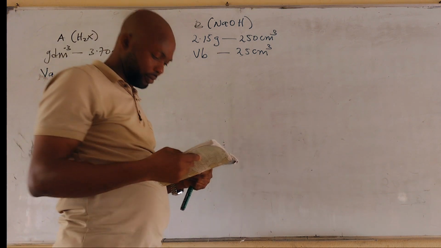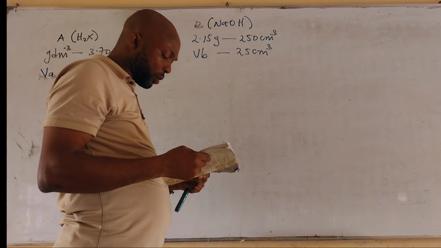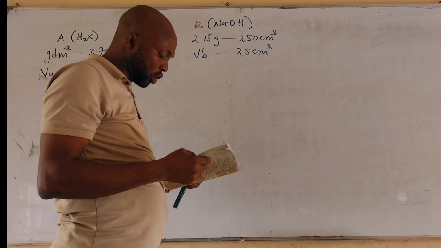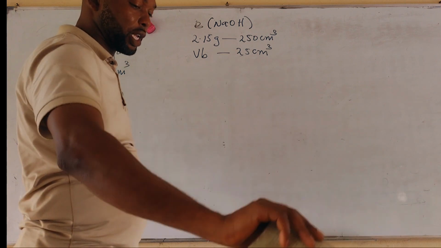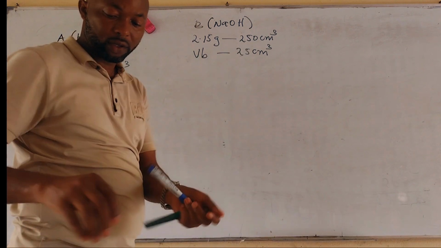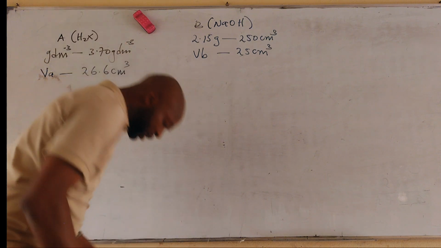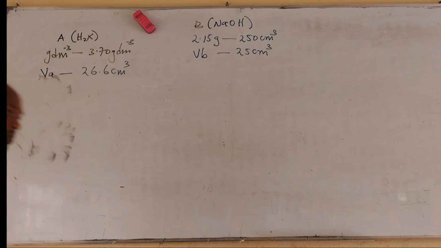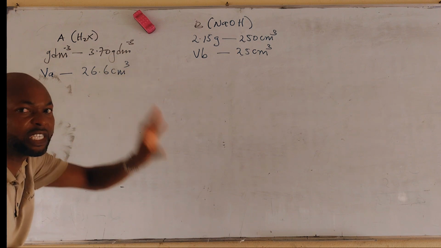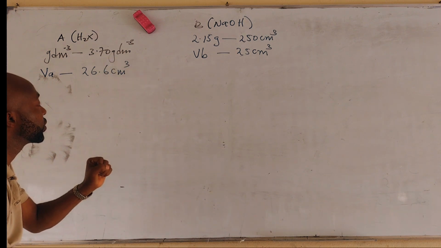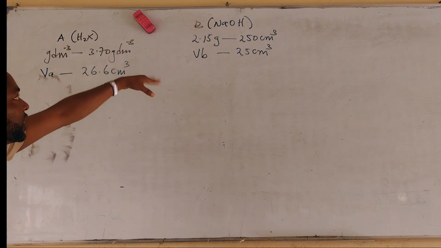Okay. Now, from the result and information provided, calculate 1. The concentration of solution B in mole per dm cube. Okay, that's the first one. Now, from the variables given, let's look at them. We want to calculate the concentration of B in mole per dm cube, molar concentration. So when you look at this, this is B, all the variables given on B are this.